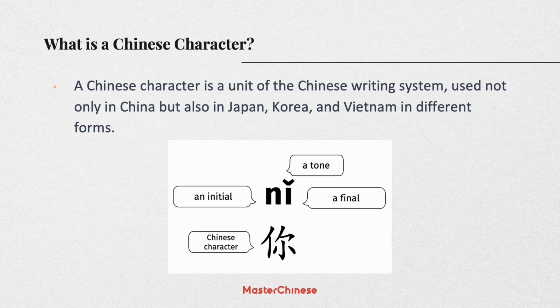So, what is a Chinese character? I believe many of you have learned Pinyin, which is considered the pronunciation system. However, you might already notice that the characters and pronunciations are two split systems of the Chinese language. A Chinese character is a unit of the Chinese writing system. It is also used in different forms in other Asian countries like Japan, Korea, or Vietnam.